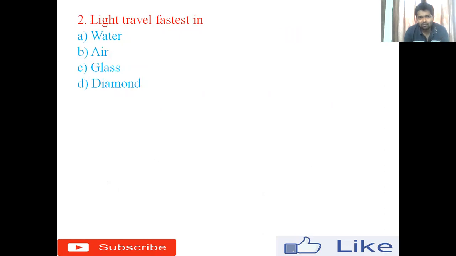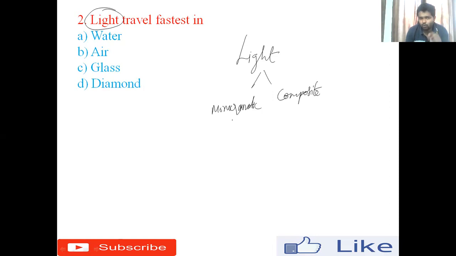Second one, light travels fastest in. So what is light? Light is a form of energy which gives the sensation of vision. Because of the light, we can see things, right? There are two types of light. One is monochromatic light, another one is composite light. Monochromatic means light made up of a single color or single wavelength, and composite light means light made up of multiple colors.